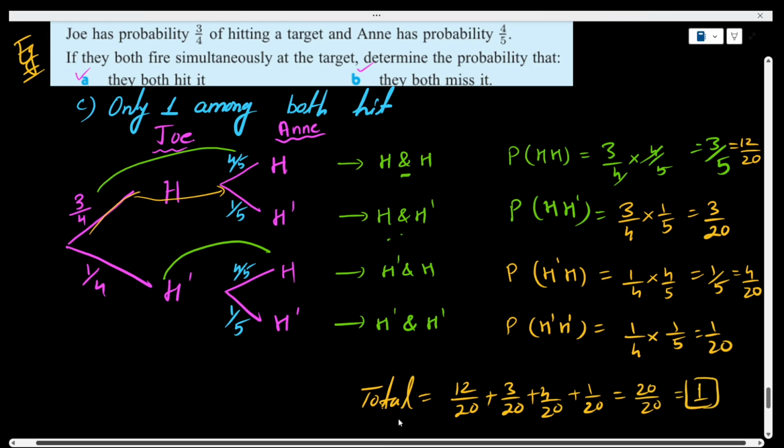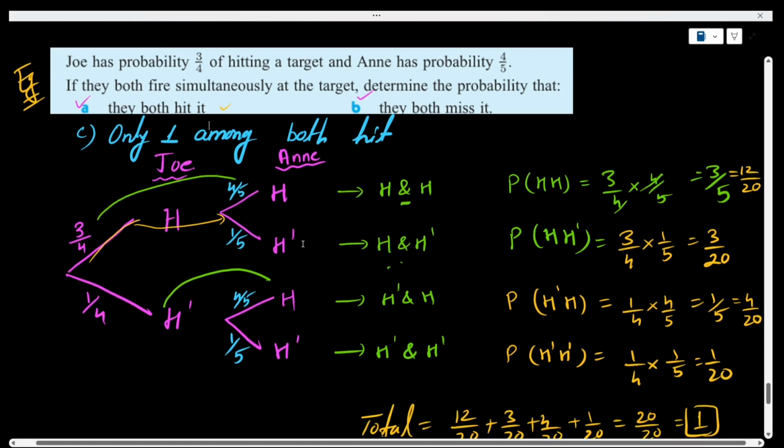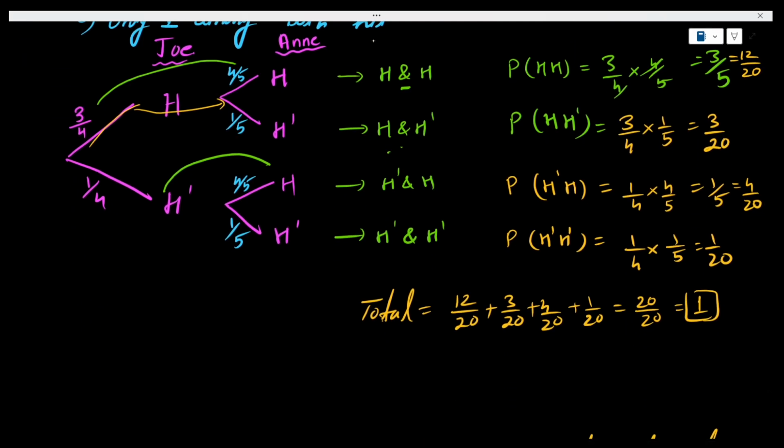Now how are we going to say? We have seen how we use the AND rule when using the tree diagram. Now the OR rule says, first we have used the AND rule for solving the A and B part. Then here it says only one among both hit the target. Now one among both hit the target means only one person hit the target, right? Now how to get the probability of this?